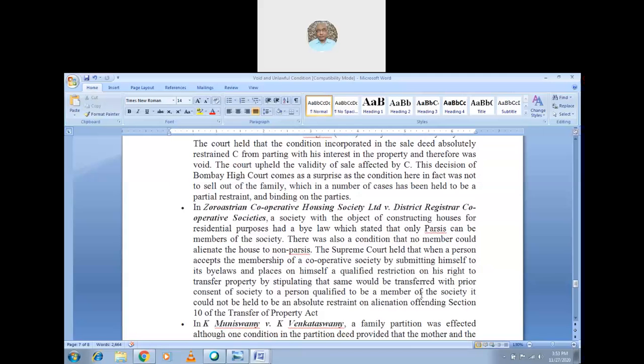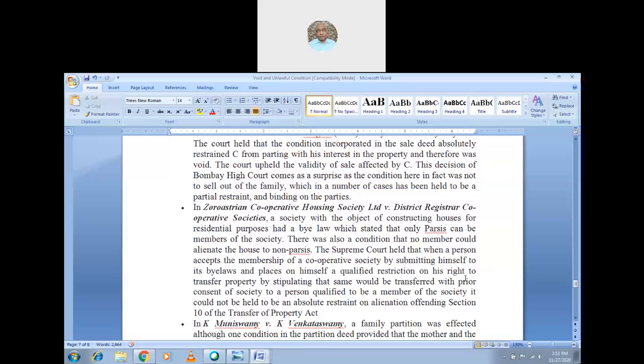So, a society with the object of constructing houses for residential purposes had a bylaw which stated that only Parsis can be members of the society. No other person could be a member. There was also a condition that no member could alienate the house to non-Parsis. If he wants to sell it, it should be sold only to the Parsis.